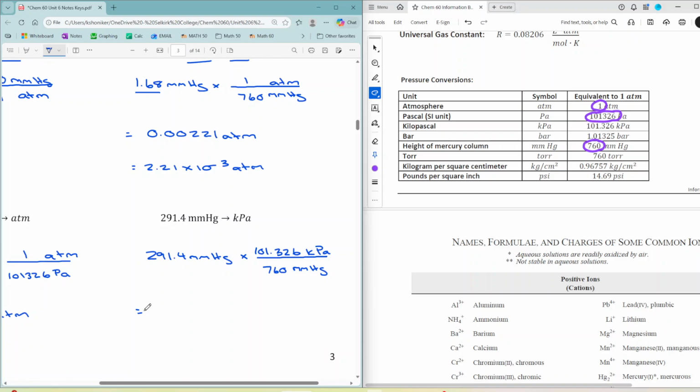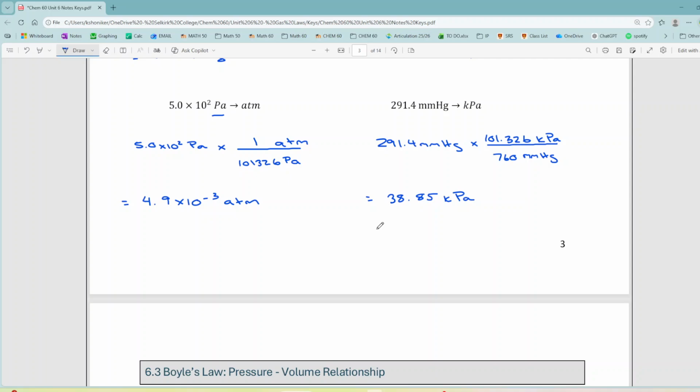So this time into my calculator, I'm going to type in 291.4 times 101.326 divided by 760. And again, I'm not going to consider the 760 in my sig figs because it's exact. So I'm going to go to 4 sig figs. So I'm going to have 38.85, and this time I'm in kilopascals. Awesome. So that is what we're going to have to do when working with pressure, is just being able to convert between units.